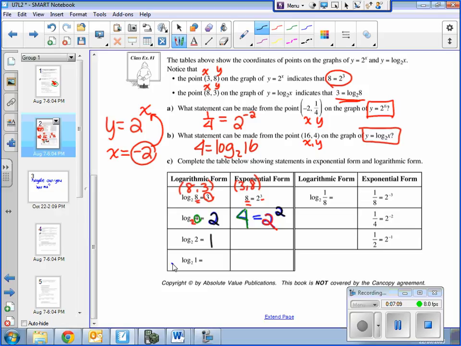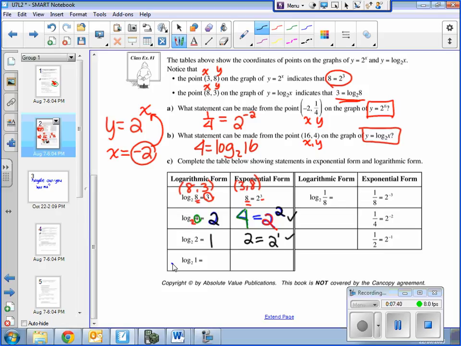Let's write that exponentially. Our argument always goes to the value. So our argument of our logarithm always goes to the value of our exponential. So what will be our number over here? 2 equals? Yep, 2 to the 1. You know that 2 to the exponent of 1 is equal to 2, so you know that 2 equals 2. You know that that is correct. You don't have to put the 1 up there if you don't want to.